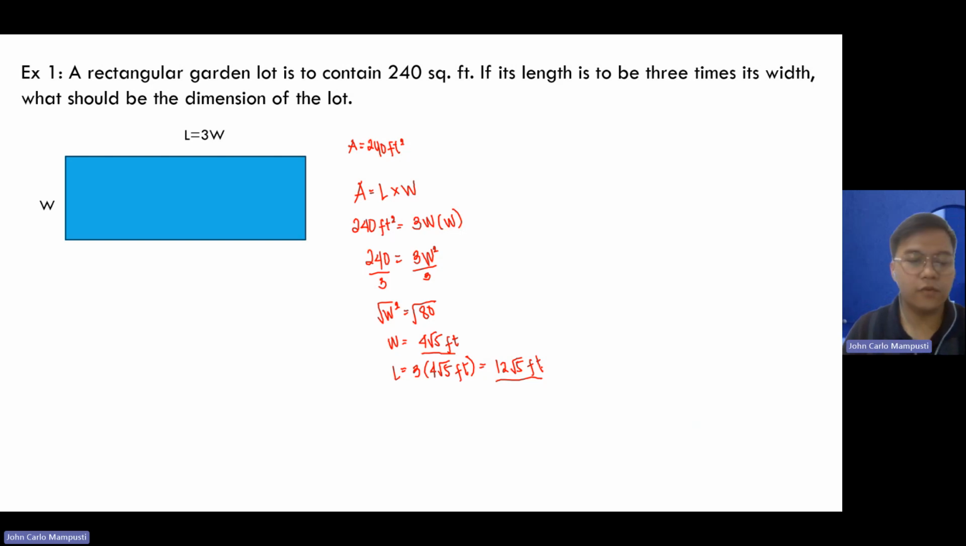If you want to check your answer, multiply niyo 4 square root of 5 times 12 square root of 5. So the correct answer is 240 square feet. So take note of the units. Square feet is area. Tapos yung dimension natin should be in feet. So dapat meron talaga kayong units.